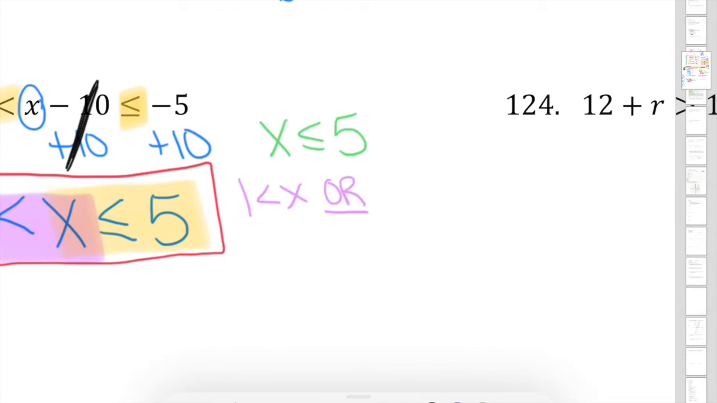It's kind of hard to understand. So 1 is less than x is the same as saying that x is greater than 1. Notice how your symbol still opens up towards the x, so it says the same thing.